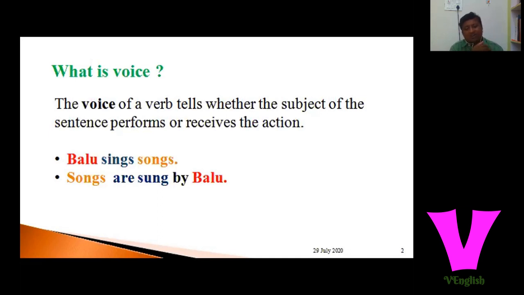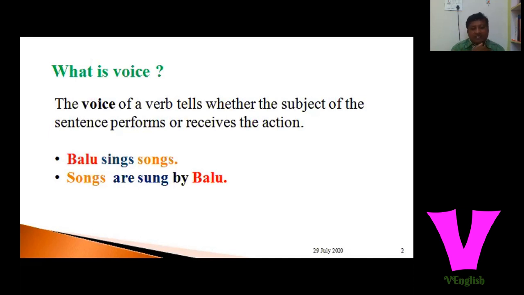Balu sings songs. Here Balu is a subject because he is doing the action, he is singing songs, he is doing some work. Sings is a verb, base form of the verb. And songs, object. In this sentence, subject, verb, object.